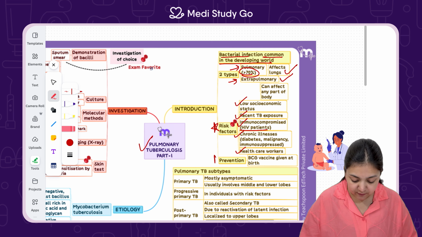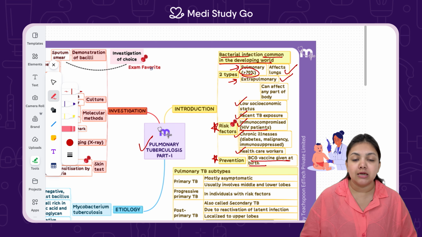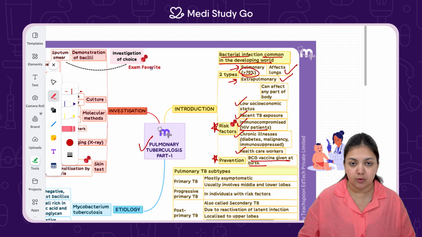Also, what is the prevention for tuberculosis? It is the BCG vaccine, which is given at birth. This is the basic data about what this infection is and what tuberculosis is.